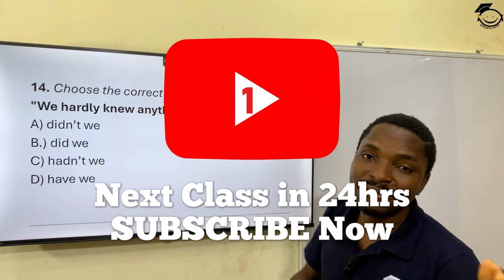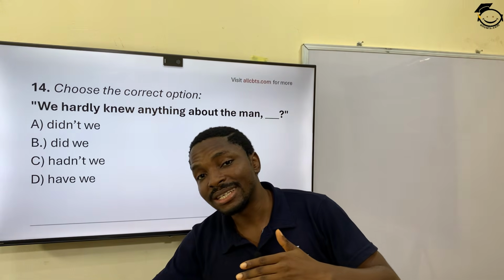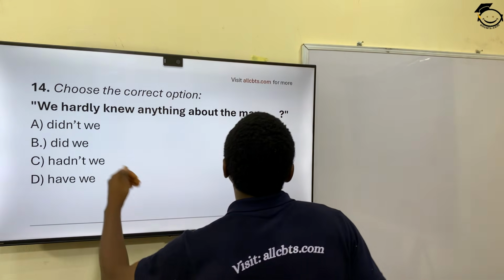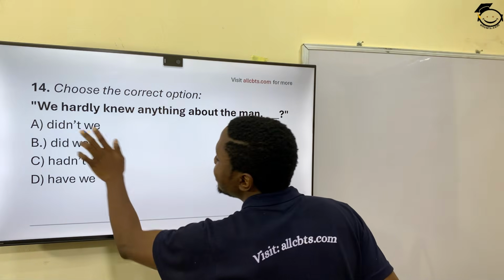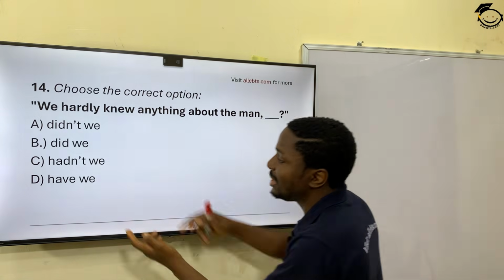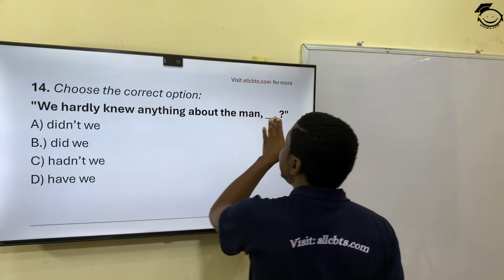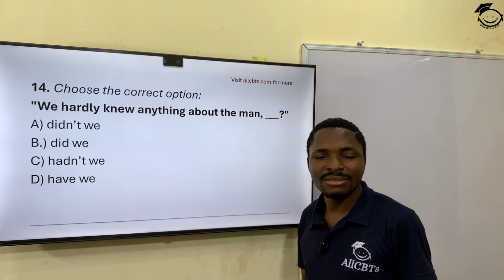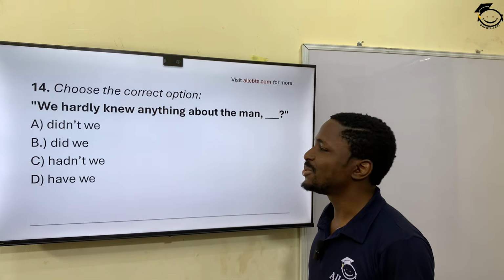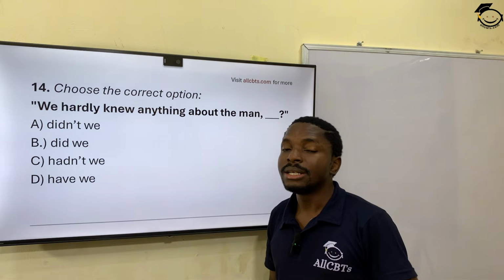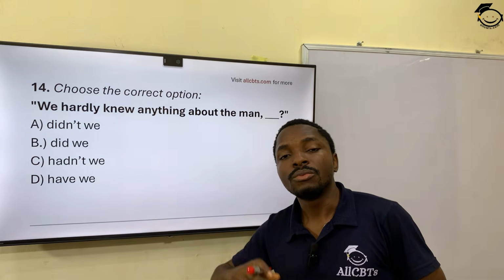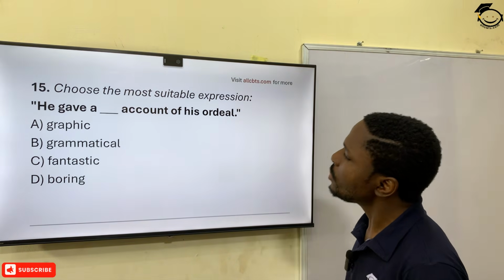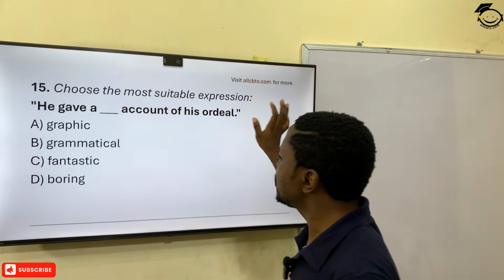Yes, because a negative statement will always require a positive tag. So we have the negative on the left side, the right should be positive. So it's not going to be didn't we or hadn't we. We're going to be left between B and D, which will be what? Did we? We hardly knew anything about the man. Did we? Do you see that? Yes. So always remember that negative statements will always go with positive tags. Yep. Good.